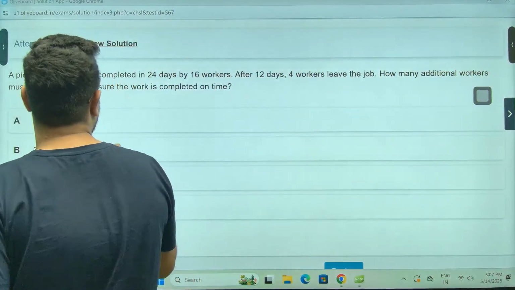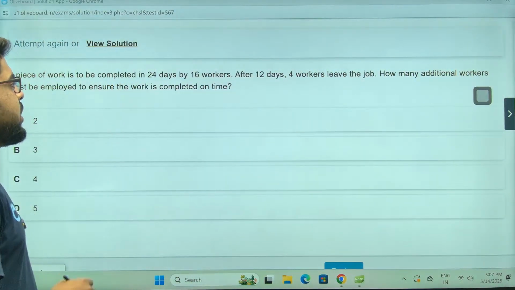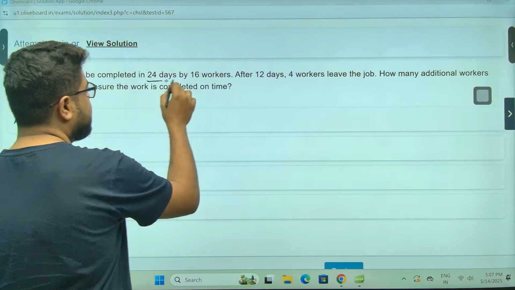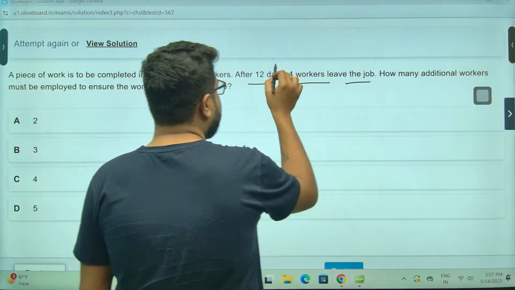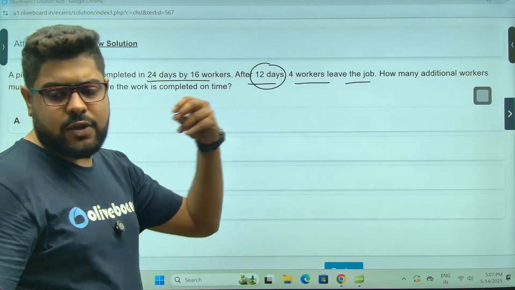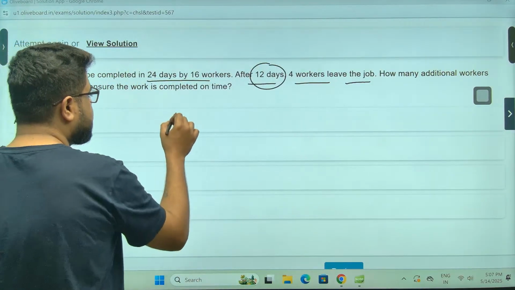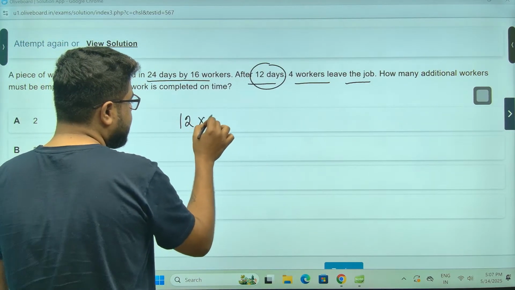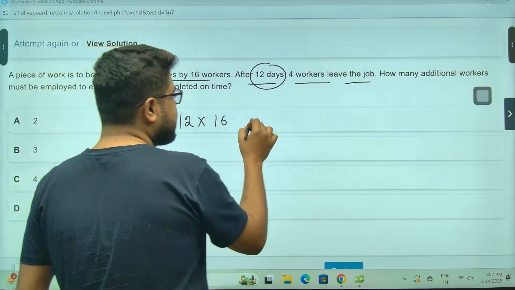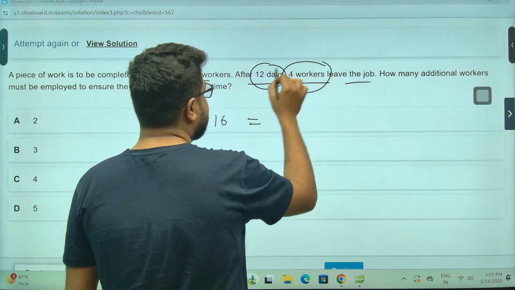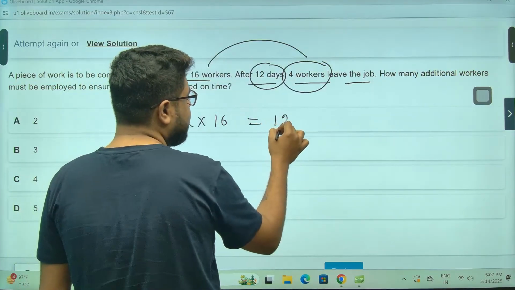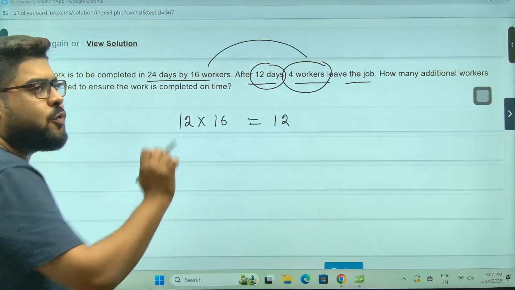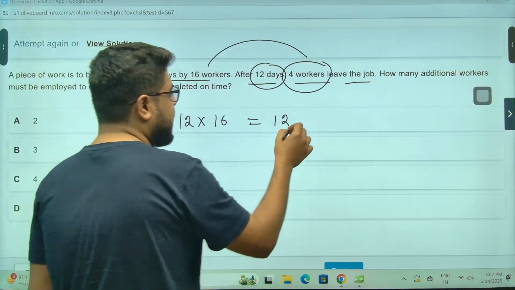A piece of work is to be completed in 24 days by 16 workers. After 12 days, 4 workers leave the job. After 12 days means 12 days of work is already done. So the remaining work is 12 days of work for 16 workers. But it is being done by how many? 4 workers have left, so how many workers are now working? Out of 16, 4 have gone. So how much time will they take?